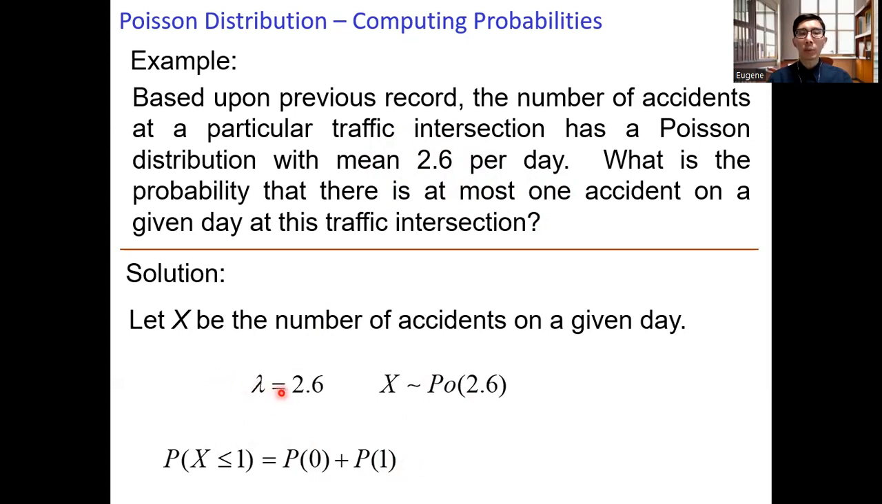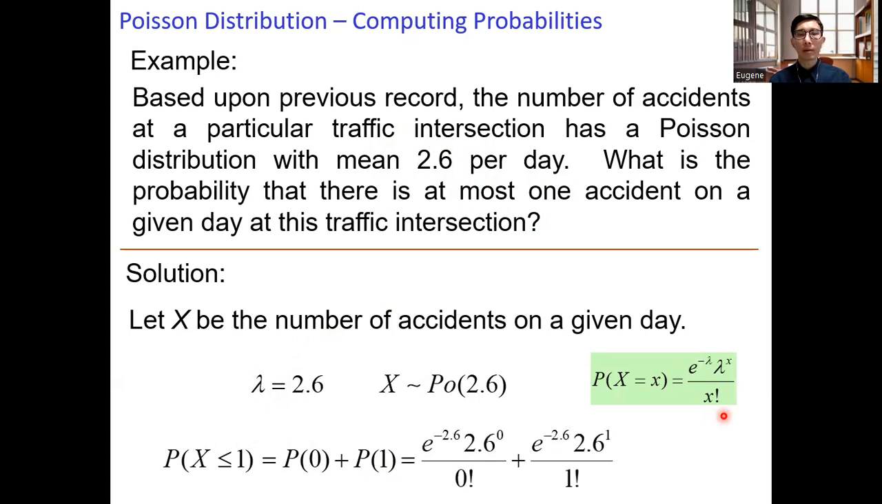Substitute lambda equals 2.6 into the Poisson PMF, and then calculate for x equals 0 and x equals 1 respectively. We get the expression by substituting x equals 0 in the first term and x equals 1 in the second term. Upon calculation, we get the answer 0.2674.